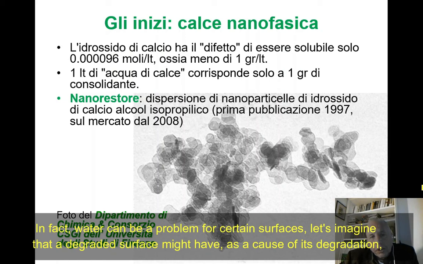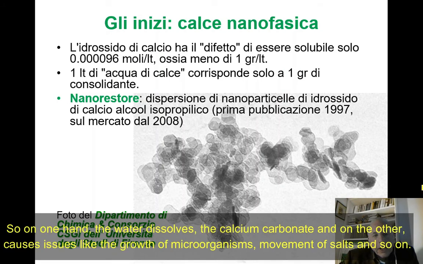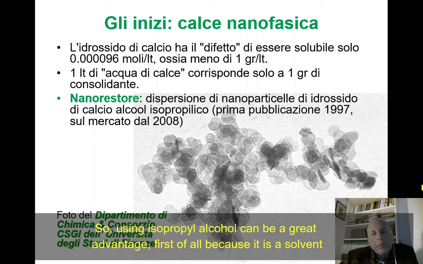Let's imagine that a degraded surface might have, as a cause of its degradation, also great quantities of water due to rising dampness, broken pipes, or damages on the roof, and so on. So, on one hand, the water dissolves the calcium carbonate, and on the other causes issues like the growth of microorganisms, movement of salts, and so on. So using isopropyl alcohol can be a great advantage.